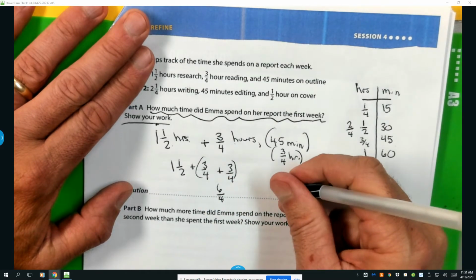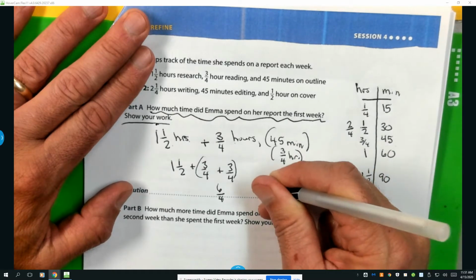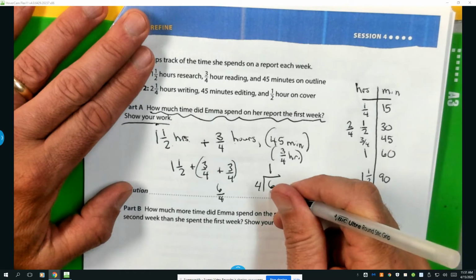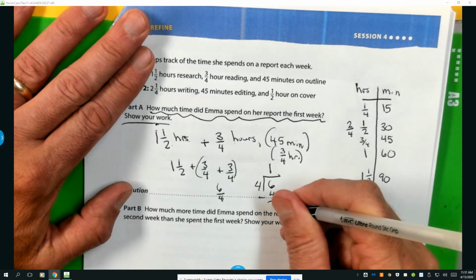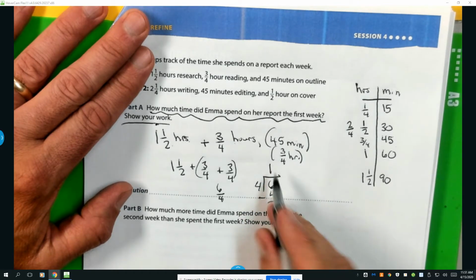6/4. And 6/4 is the same as 6 divided by 4. And that's 1 time. 1 times 4 is 4. And that's going to leave me with 2. There's nothing left to bring down. So this is 1 2/4.